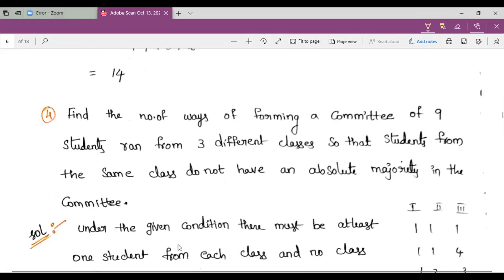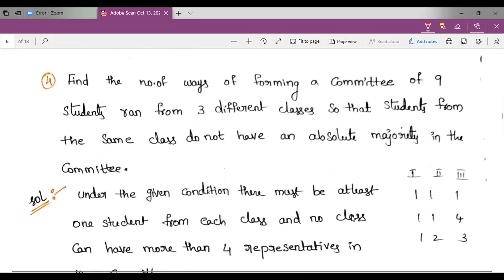So next one: find the number of ways of forming a committee of 9 students drawn from 3 different classes so that students from the same class do not have an absolute majority in the committee. So here, the given is: how many ways of forming a committee of 9 students.